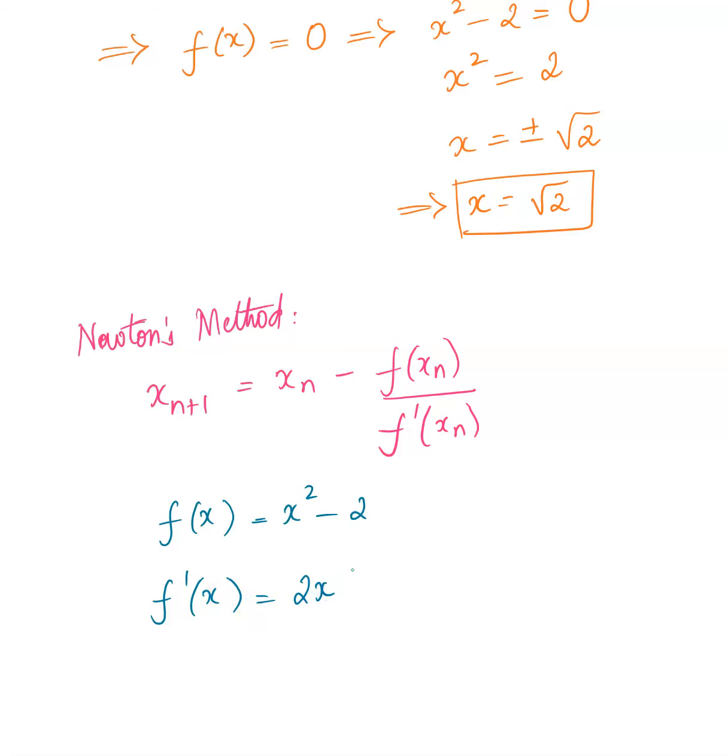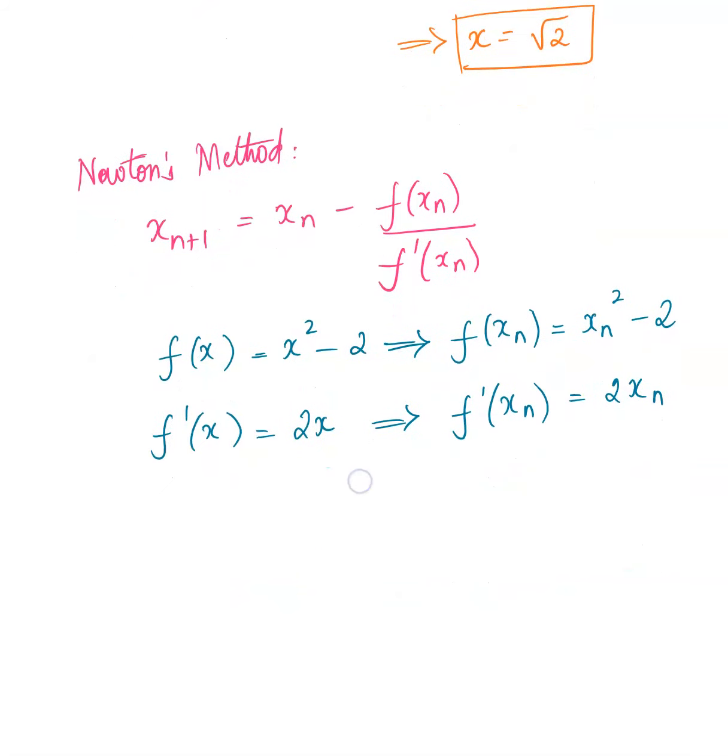That will be 2x, isn't it? This is for any x. If we wanted a particular x, which is xn, then your x's will be replaced by xn, isn't it? And f prime of xn would be 2 times xn. So I'm going to use this to substitute in xn plus 1. So xn plus 1 will be xn minus, f of xn is xn squared minus 2, over 2 xn.